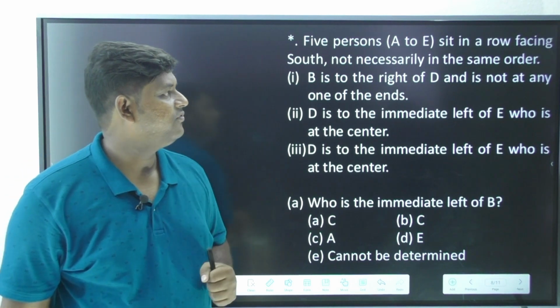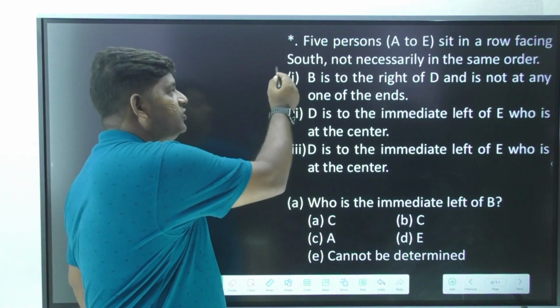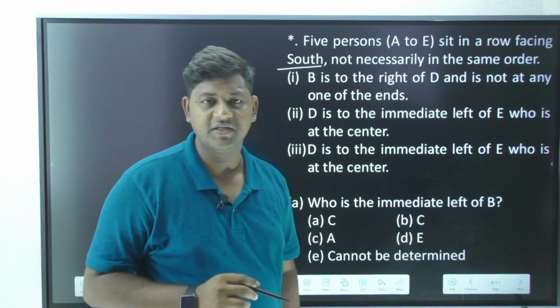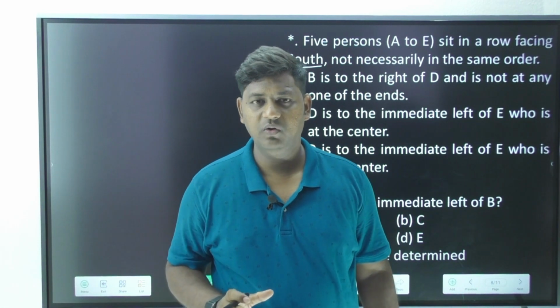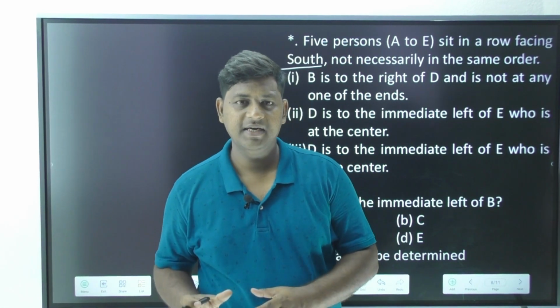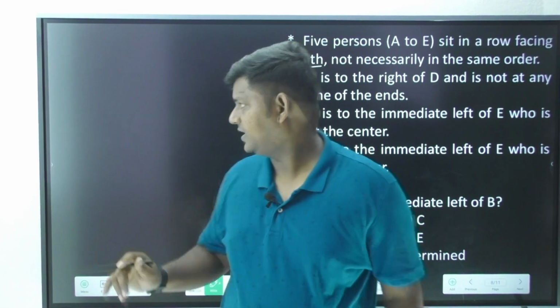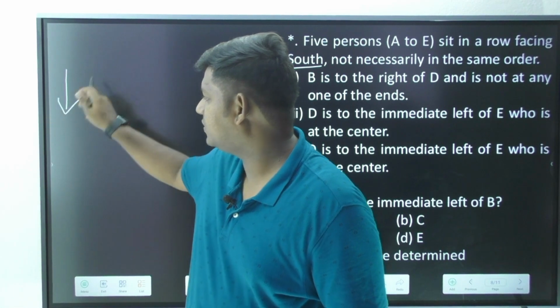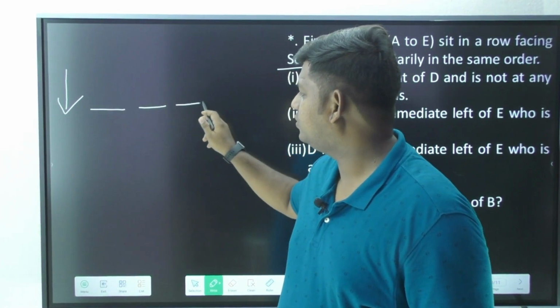The next question: 5 persons A to E sit in a row facing south. Now these persons are facing towards what direction? It seems south. When people are facing towards south, immediately your right side and left side are going to shuffle. Your right side is going to become left side and left side is going to become right side. So now every person is facing towards what direction? South direction.